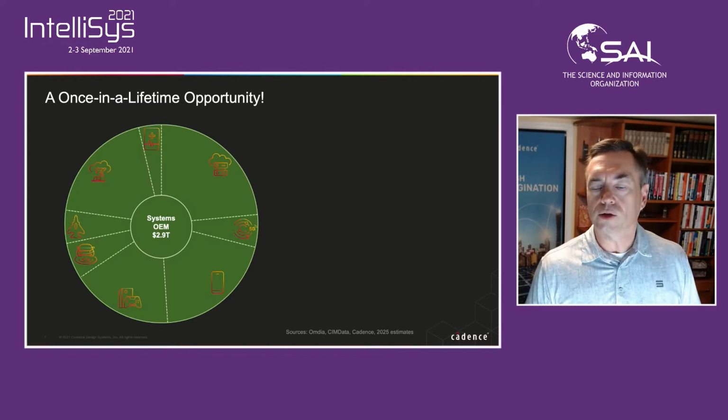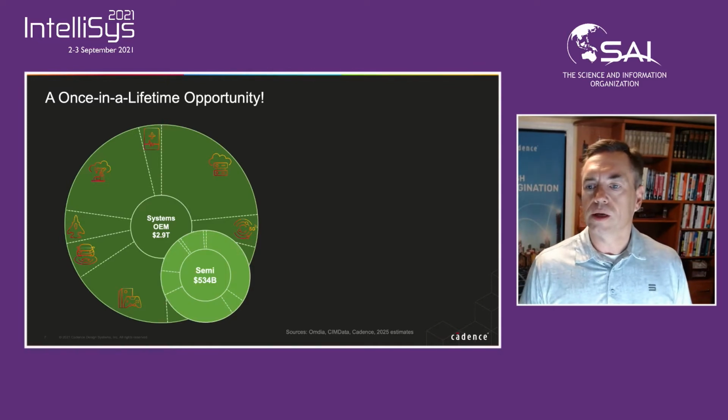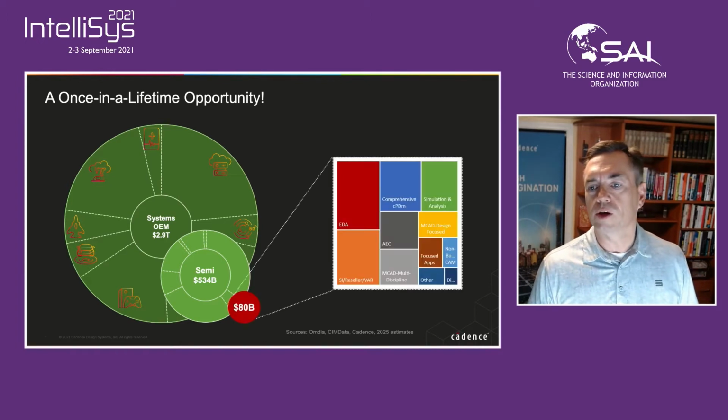And it's really for electronics, and Cadence being a player in the electronics market, a once in a lifetime opportunity. We're looking in 2025 at about 2.9 trillion of systems in the OEM environment, like all the phones, all the computers, all the devices sold, which is fueled by a semiconductor market predicted to be well over 500 billion.